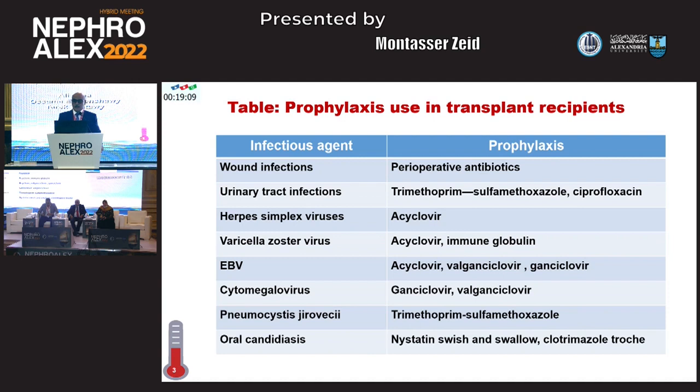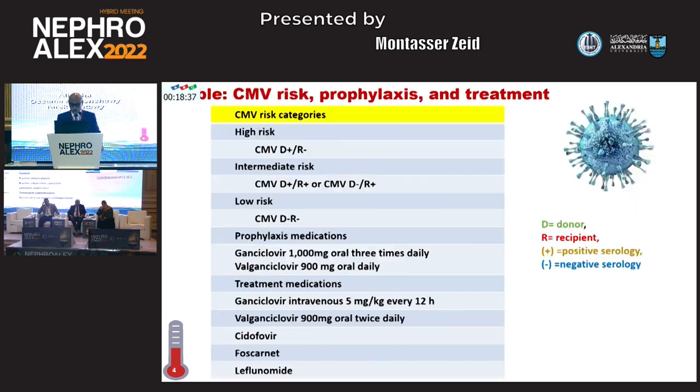Prophylaxis use in transplant recipients is very important. Wound infections by perioperative antibiotics, urinary tract infection by trimethoprim, sulfamethoxazole, and quinolones, herpes virus infection, acyclovir, varicella zoster infection, acyclovir, Epstein-Barr virus, acyclovir, valganciclovir, and ganciclovir, cytomegalovirus by ganciclovir and valganciclovir, Pneumocystis jirovecii, trimethoprim, sulfamethoxazole, and oral candidiasis by giving nystatin drops.